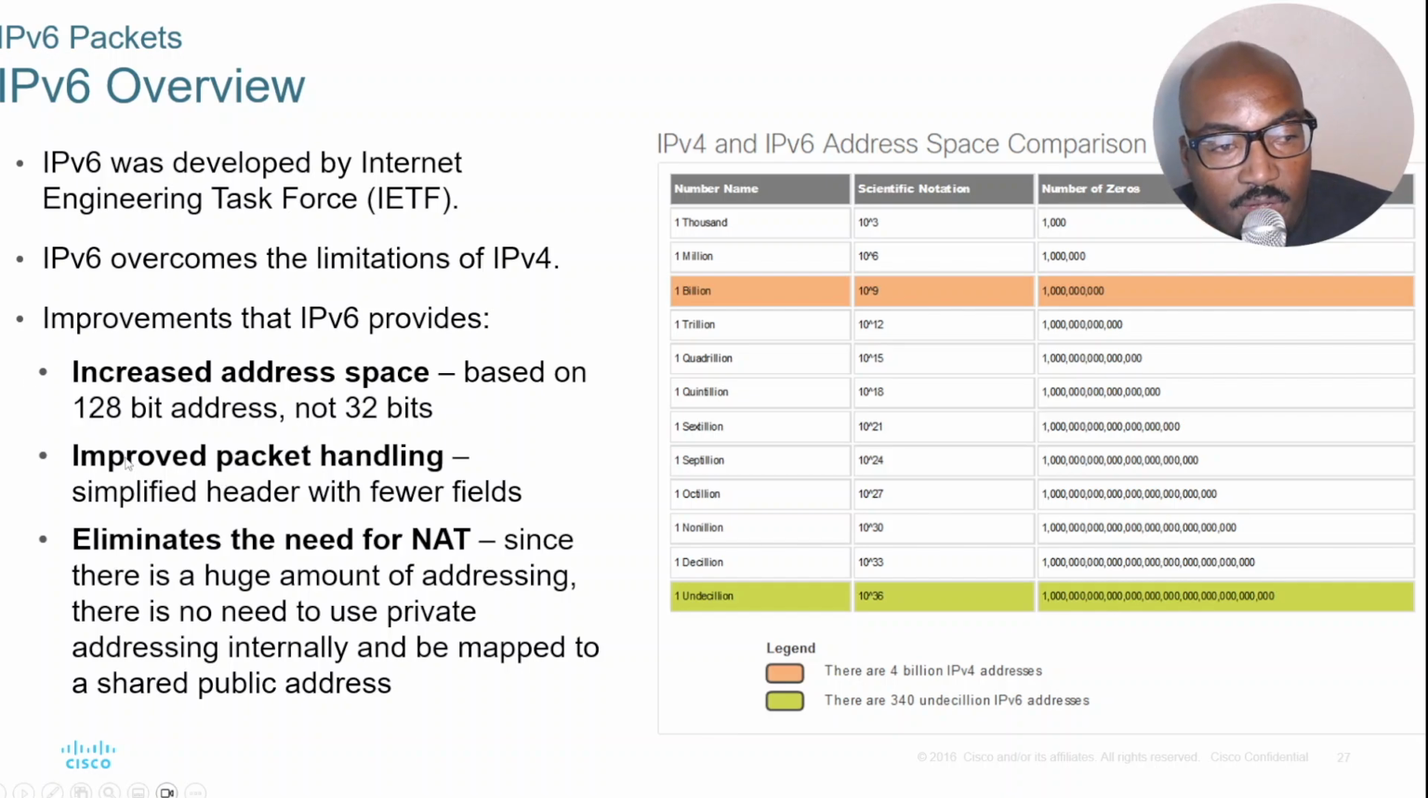And as you see here, improved packet handling, simplified header, fewer fields. Here goes another hint on what I was asking earlier. It eliminates the need for NAT. Again, not going to tell you what that is, right? But again, it solves a lot of issues with having IP version 6.